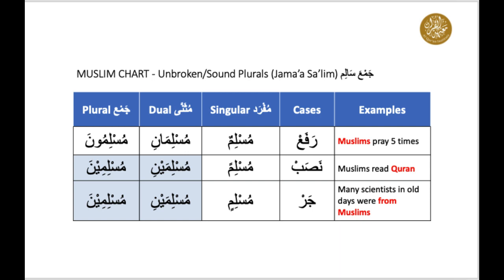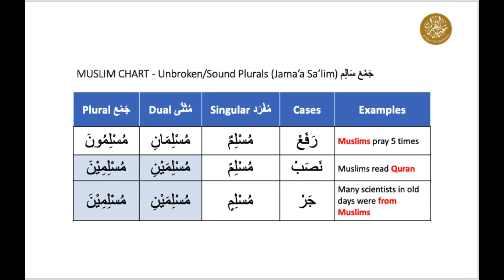Musliman, which is mansub or nasab status, has become Muslimina. So you can see ina has been added at the end of Musliman to make it Muslimina. Similarly, Muslimin, which is majroor or jar status, has become Muslimina as well.